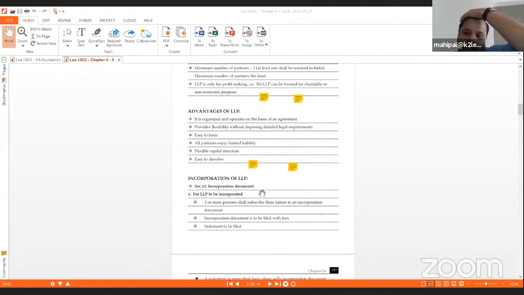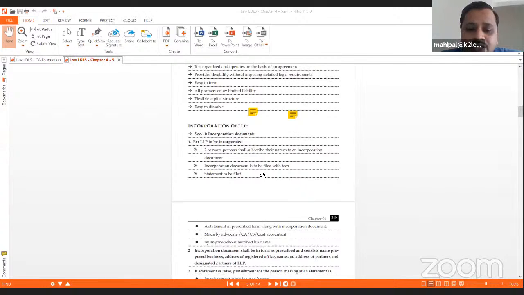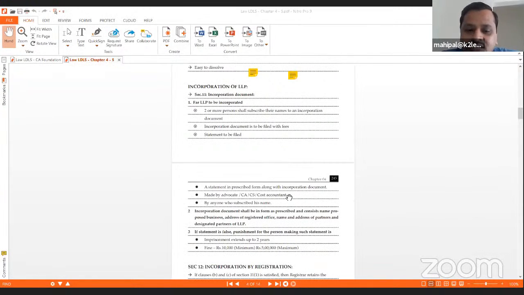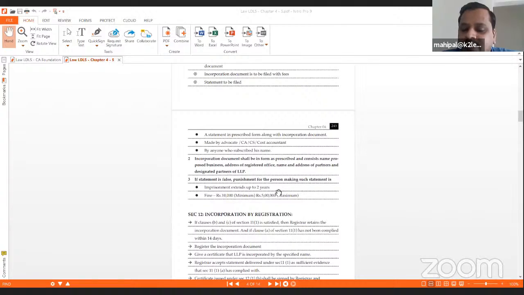What is the incorporation of LLP? There must be a minimum of 2 persons who have subscribed to the document. The incorporation document should be filed with the prescribed fees. A statement along with the incorporation document may be made by an advocate, CA or CS, and by one of the subscribers. The incorporation document shall be in the prescribed manner, and the address of the registered office, name, address, partners and designated partners' details should be provided in it. If there is a false representation in the documentation, then there is a fine of 10,000 which may extend up to 5 lakh and imprisonment up to 2 years.